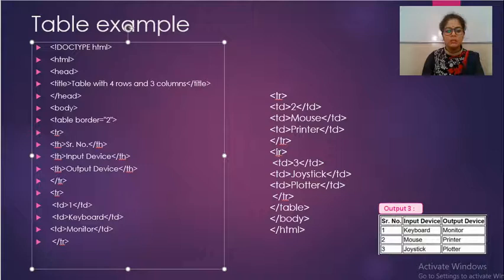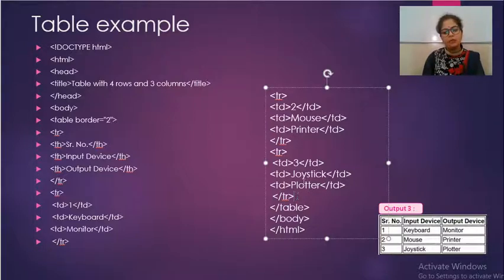After that this is the beginning of tr, which means the beginning of the fourth row. This is the fourth row, the last row. Now we want to display the information 3, joystick and plotter. So this is the start of the td tag, 3 is the content, this is the close of the td tag. Next is td, joystick, close of the td tag. Again the third element is td, plotter, end of the td tag. This is the close of the tr tag, which indicates the end of the fourth row. Now we have created a total of 4 rows.